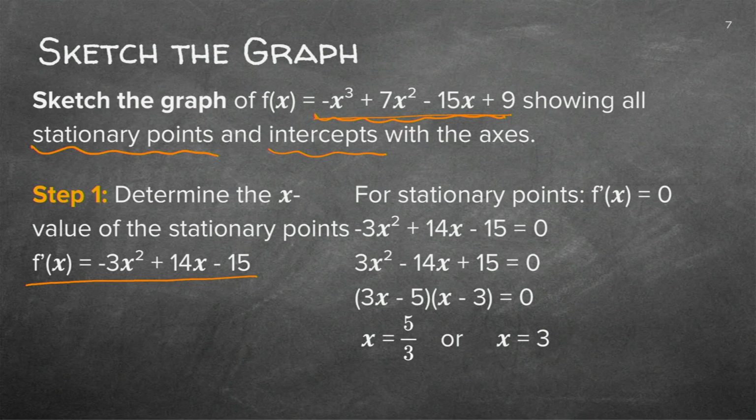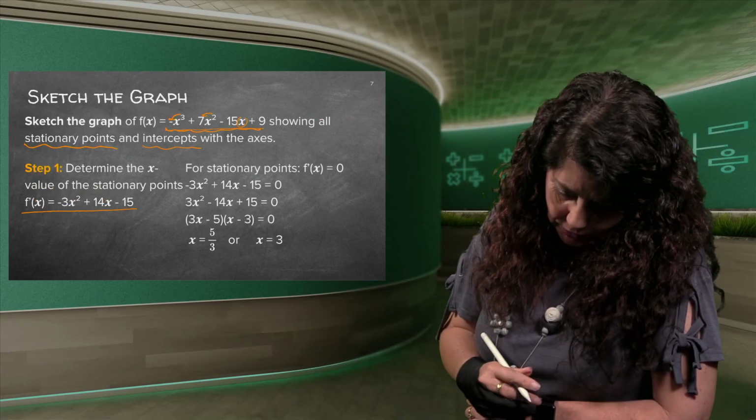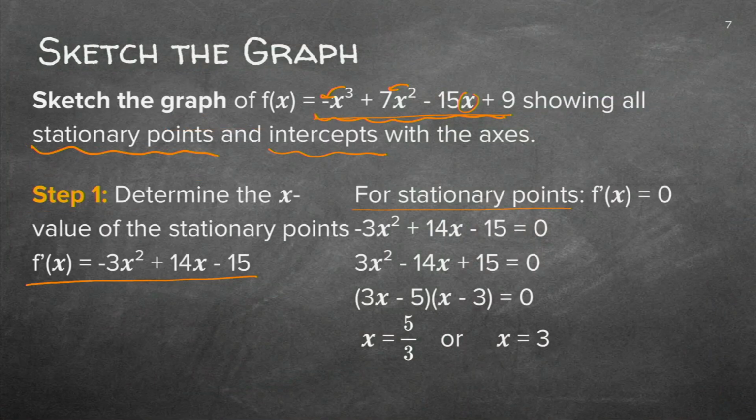So that will be minus 3x to the power of 2 plus 14x minus 15. Remember that the x falls away and 9 does not feature. Now for your stationary point, you make the derivative equal to 0. So you will have minus 3x squared plus 14x minus 15 equals 0, and you factorize. So your answer will be x equals 5 over 3 or x equals 3.